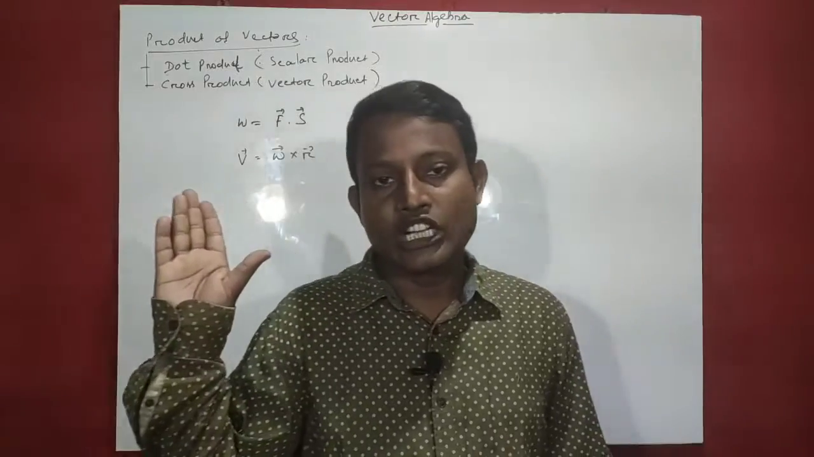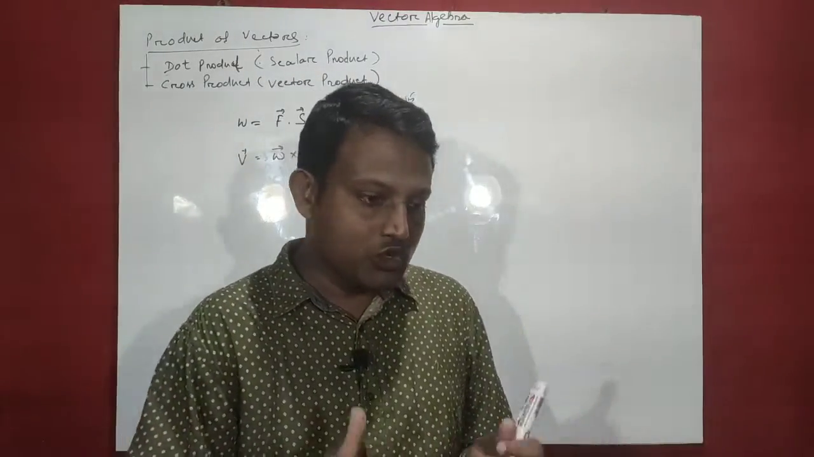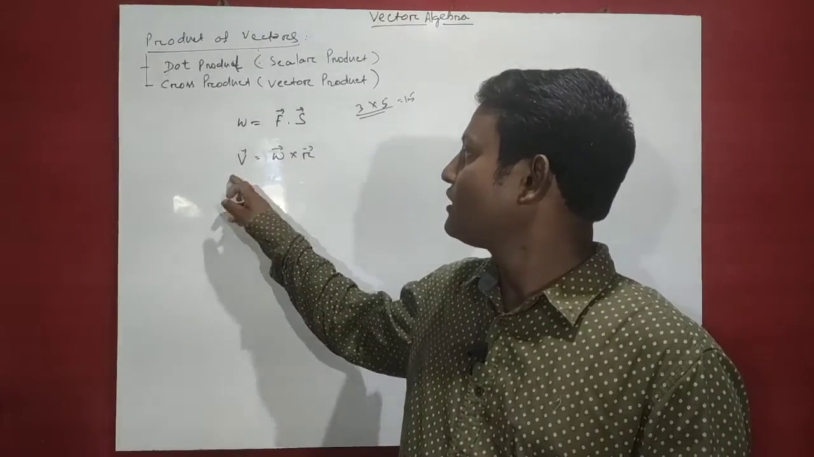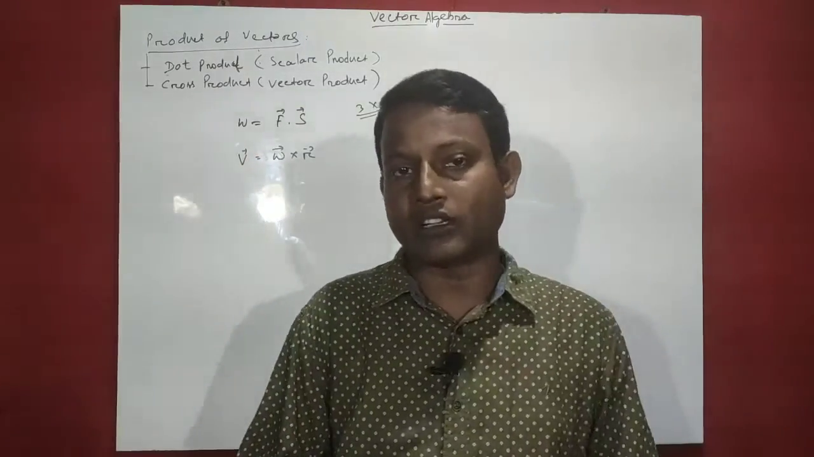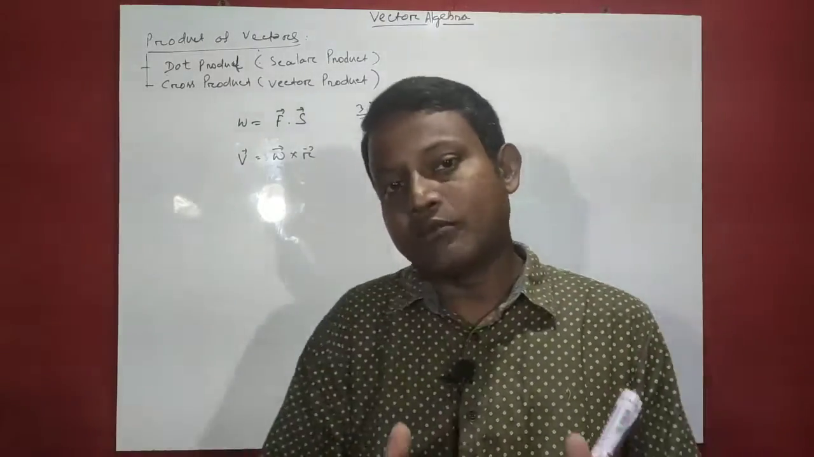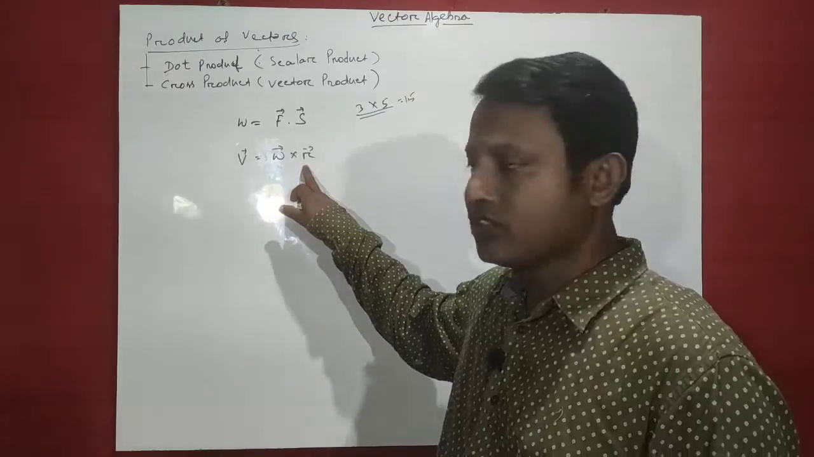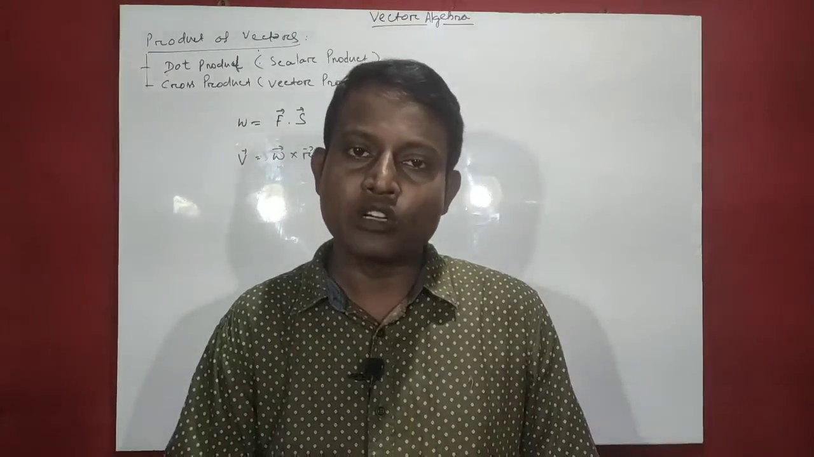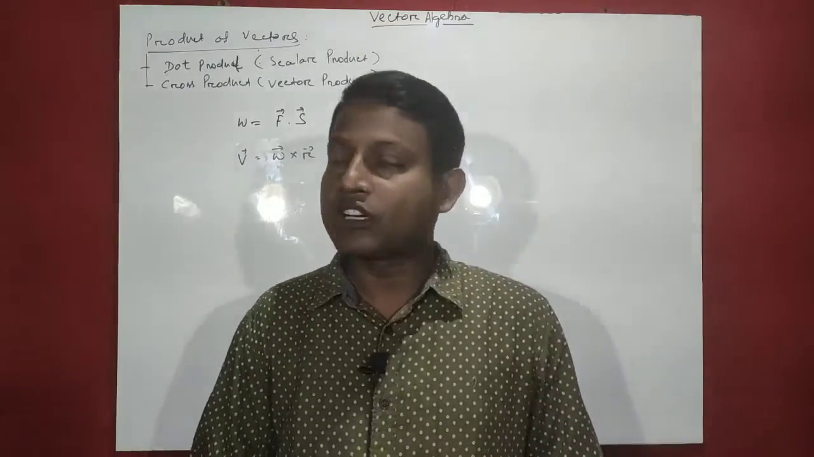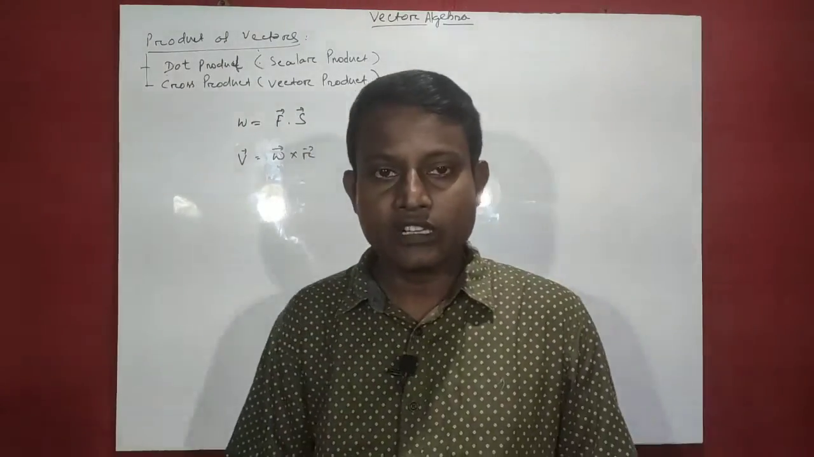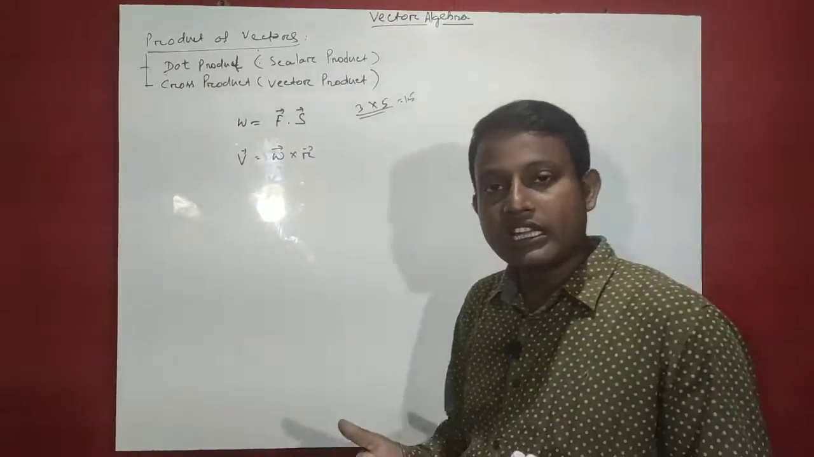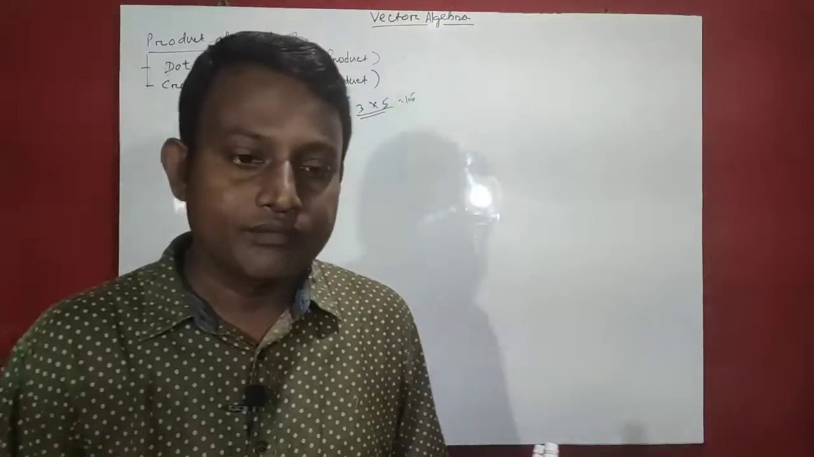But in vector product, two vectors are multiplied with each other and give another vector, and this multiplication is denoted by the cross, so it is called cross product. As it always gives a vector quantity, it is also called vector product. Today guys, we discuss the dot product.